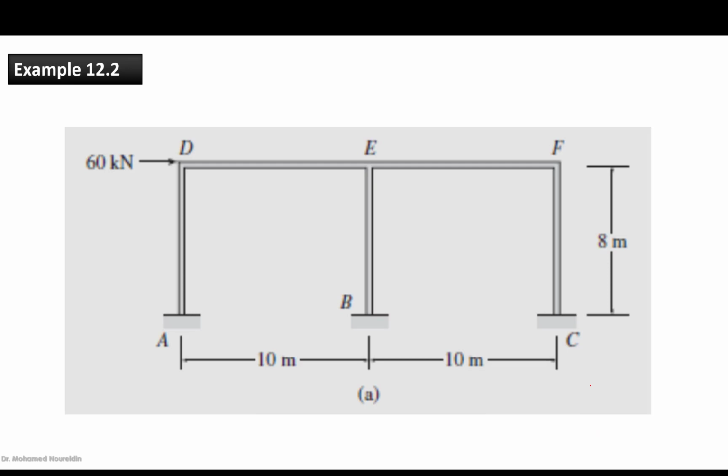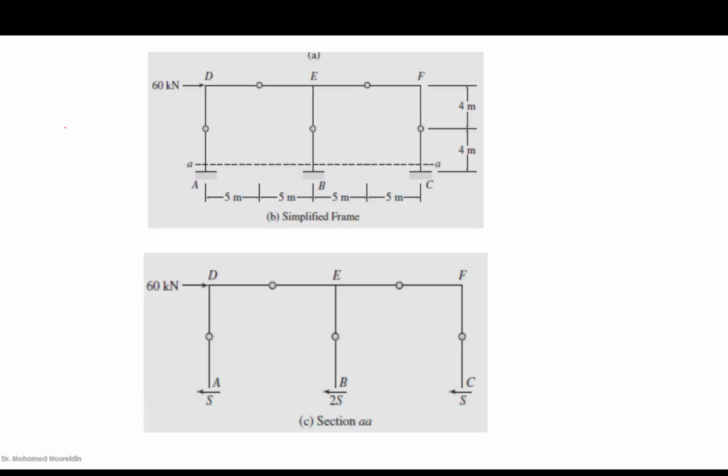You're going to see that this example is really going to help you a lot in understanding the systematic procedure. We have a frame which is 10 meter span and 8 meter height. There is a lateral load applied at point D, 60 kilonewton, and we want to solve this example based on our systematic procedure. So first of all, we are going to use our simplified frame by introducing the internal hinge at the middle of the columns and the girders. Okay, so this is number 1.